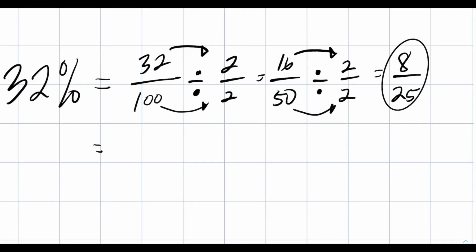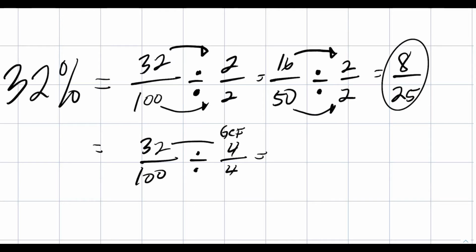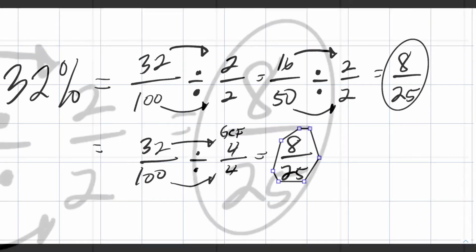Okay, if you know your GCF, if you know your division really well, then you could move on and do this. 32 over 100, GCF is 4. So I could use my GCF there. 32 divided by 4 is 8. And then 100 divided by 4 is 25. Same exact as the other one.